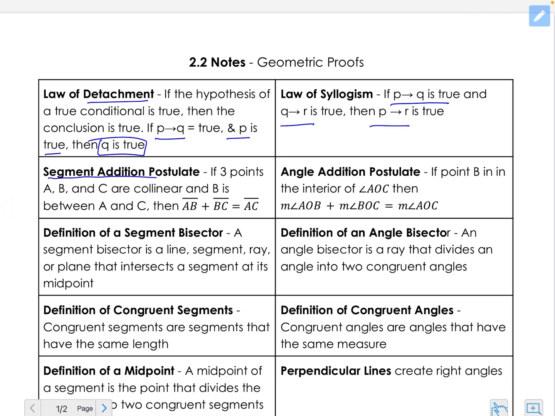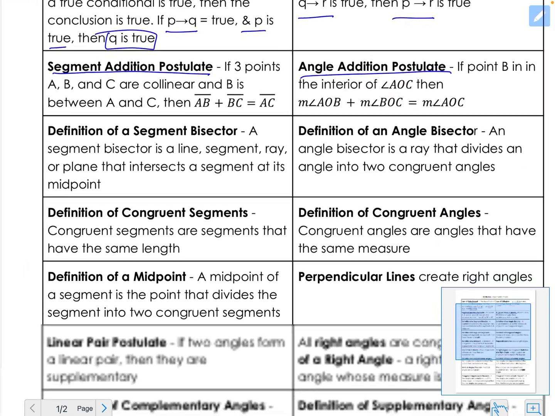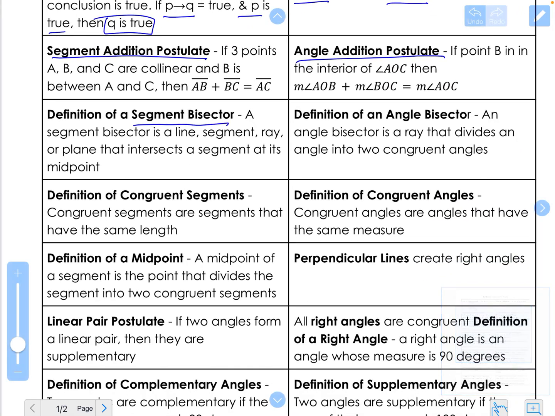Our segment addition postulate, AB plus BC equals AC. Our angle addition postulate, the measure of AOB plus the measure of BOC equals the measure of the entire angle. Remember, our segment bisector cuts a line in half at its midpoint. An angle bisector cuts the angle in half and creates two congruent angles.